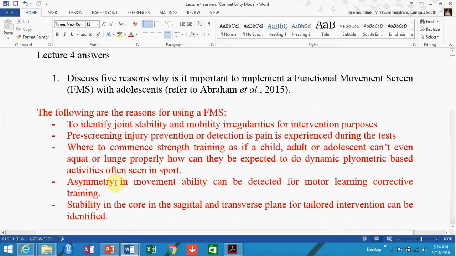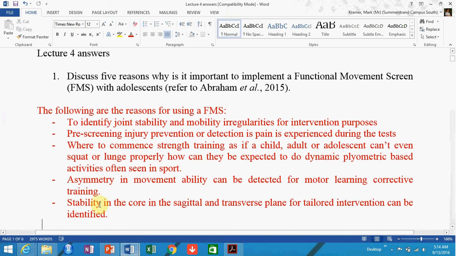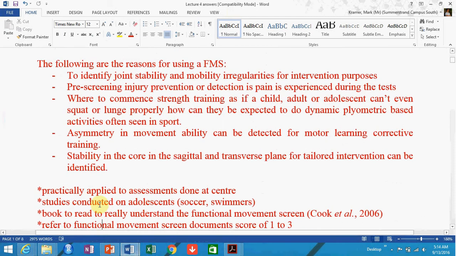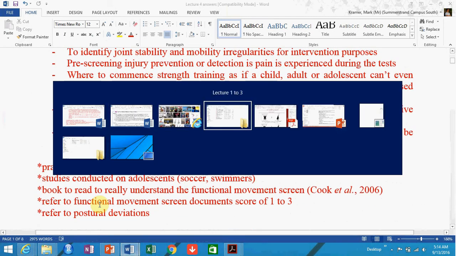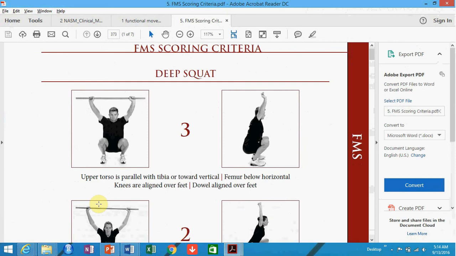And then asymmetry in movement, hip deviation, medial knee deviation or ankle deviation or rounding of the lower back, and then stability in core in the sagittal and transverse plane. You can quickly tell if someone's core or hip stabilizers are not working. So let's quickly have a look at that functional movement screen again.